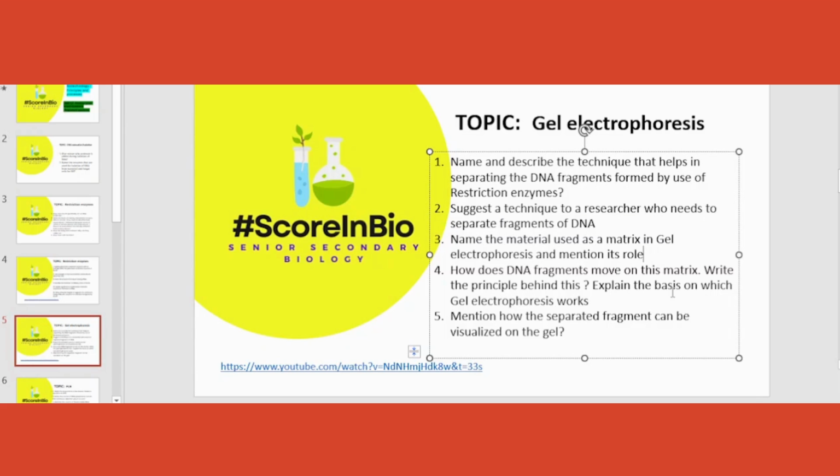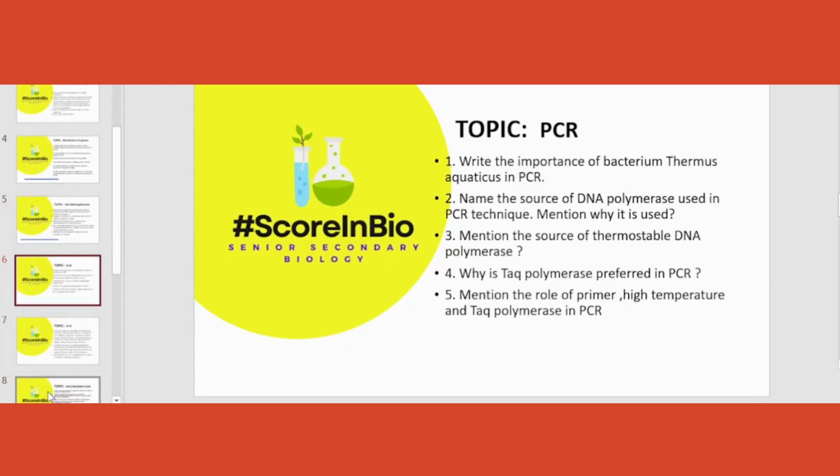How do DNA fragments move on this matrix? What is the principle behind it? DNA is negatively charged, hence it would always try to move towards the positive terminal. Explain the basis on which gel electrophoresis works. Same thing. Explain in detail though. Mention how separated fragments can be visualized. EtBr, I hope you remember. Ethidium bromide and then UV light. You will see orange bands.